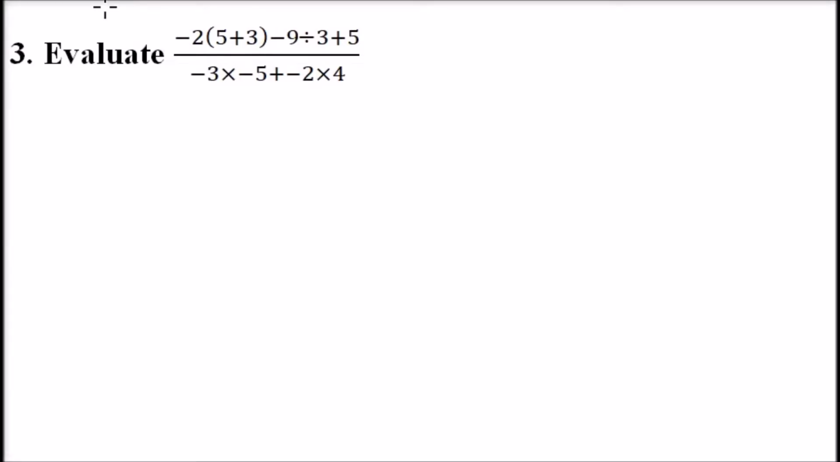So this is question number 3, and you are told to evaluate minus 2 into bracket 5 plus 3 minus 9 divided by 3 plus 5, all over minus 3 times minus 5 plus minus 2 times 4. In this question, we are going to apply BODMAS. BODMAS says bracket, of, division, multiplication, addition and subtraction.